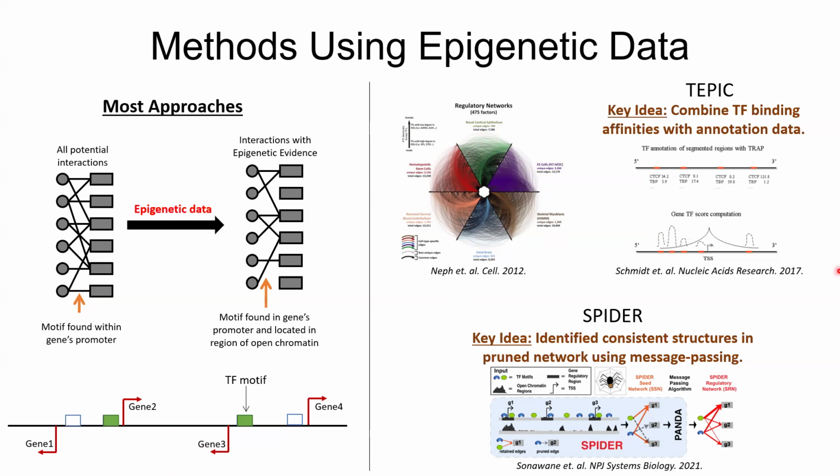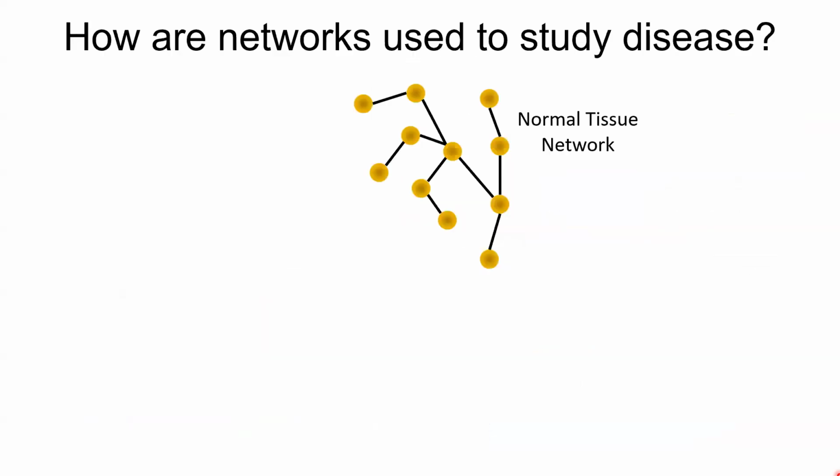TEPIC has a similar idea. It combines transcription factor binding affinities based on epigenetic data and annotation data, gene expression data, to try to infer a gene regulatory network. And SPIDER, illustrated here on the bottom, is an extension of PANDA that basically prunes out relationships that are not in open chromatin, and it works by identifying consistent structures in this pruned network using message passing. So that's how you build gene regulatory networks.